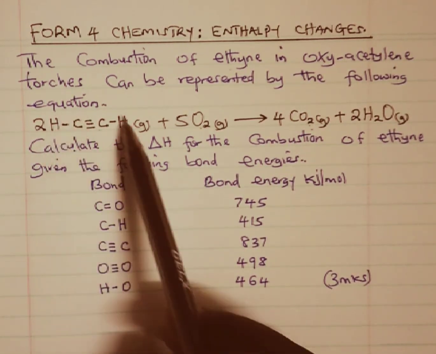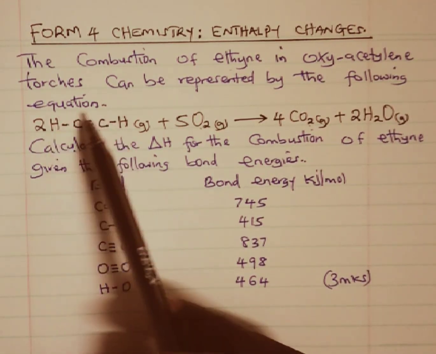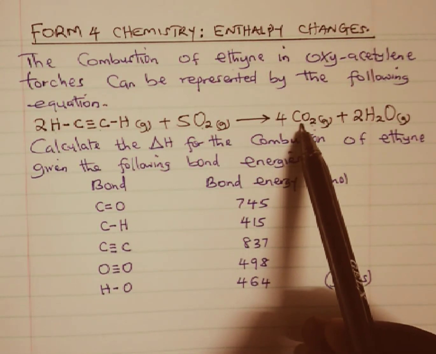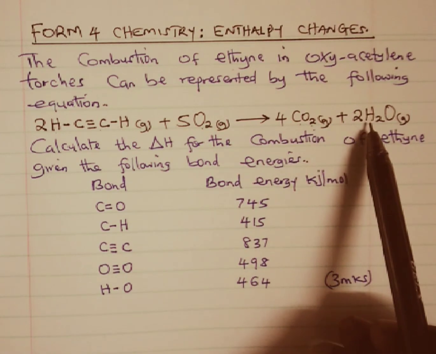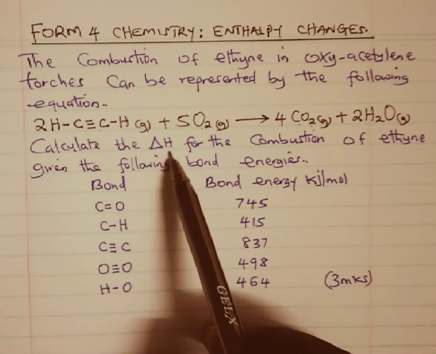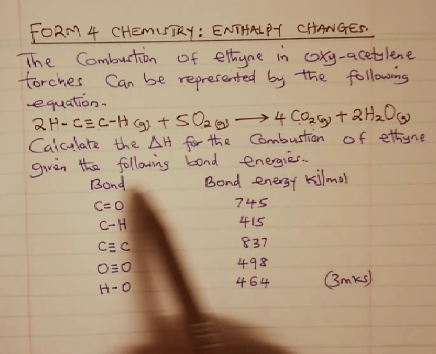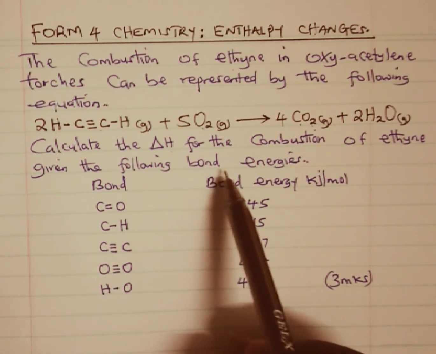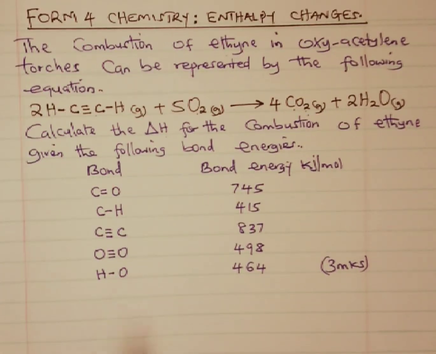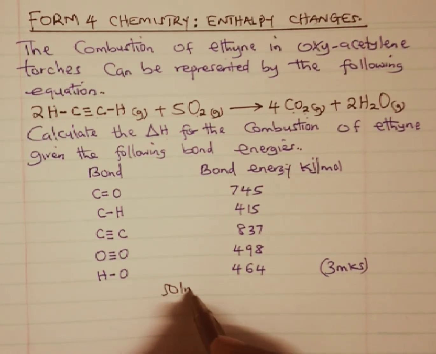Remember, this is a hydrocarbon, and anytime you burn a hydrocarbon, you'll always get carbon dioxide and water. The question reads, calculate the heat change for the combustion of ethane given the following bond energies. So let us look at the solution to this question.